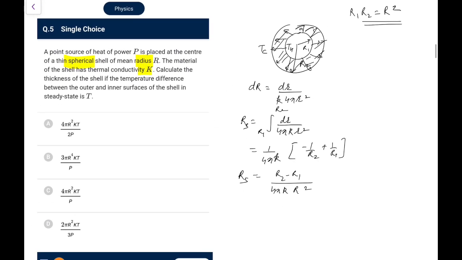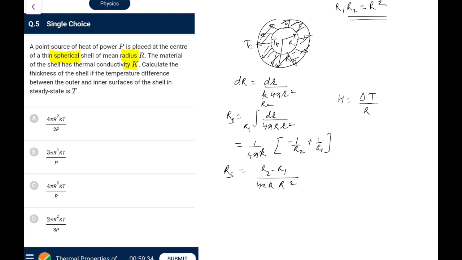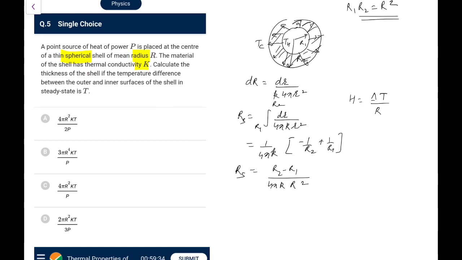Now the heat current is equal to delta T by R, usually what we write. So H would be delta T upon R, and this H is given as P, because that is the power or the heat current, it has the same dimensions. So delta T, the temperature difference, is given as T. R would be r2 minus r1 over 4 pi k r square. So we need the thickness, r2 minus r1, which is 4 pi k r square T by P.